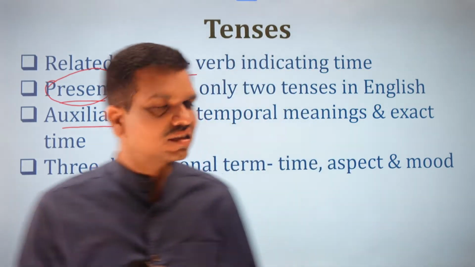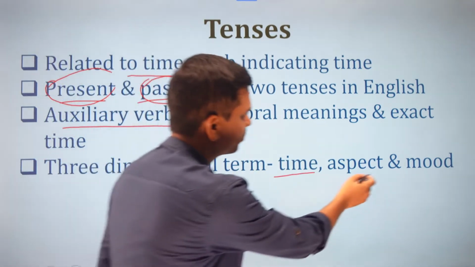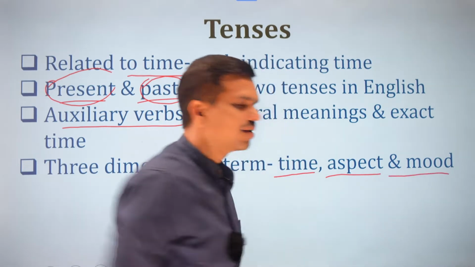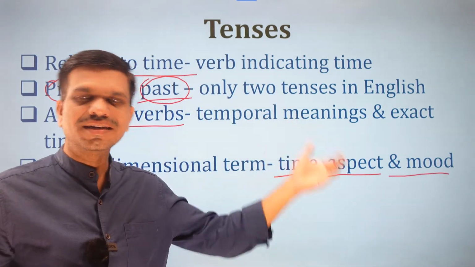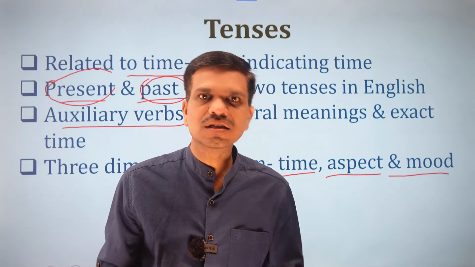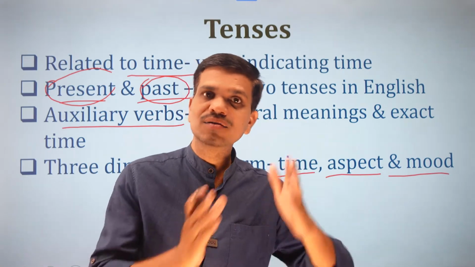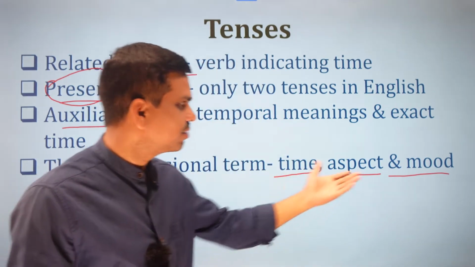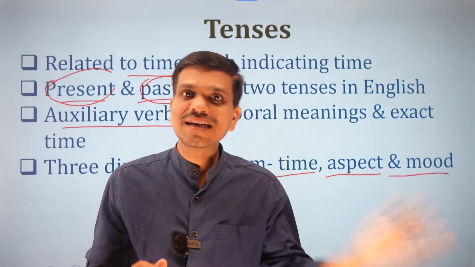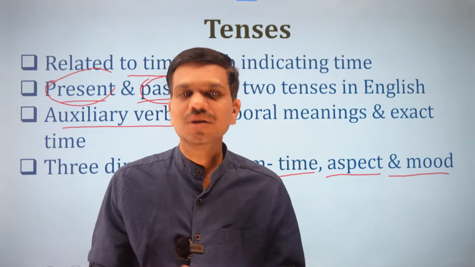Now tense is a three-dimensional term. For example, you have time, aspect and mood. These three things decide the tense or the form of tense. As we see, there are 12 tenses in the English language: the main three tenses, and these three tenses, based on time, aspect and mood, form four tenses each, and it multiplies to 12 tenses.